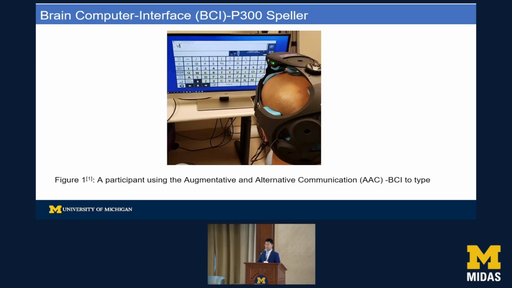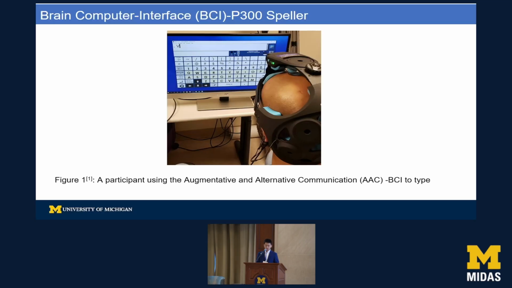So imagine you being not able to speak or move, and you can still type on the screen. It's really impressive, right? It's not magic, it's not science fiction, but it's something that BCI can do. In the picture here, there's a participant sitting in front of a laptop with a wearable device on his head. It records his brain activity, and the letters he wants to type will just automatically appear on the screen. So that's what the BCI P300 speller can do.